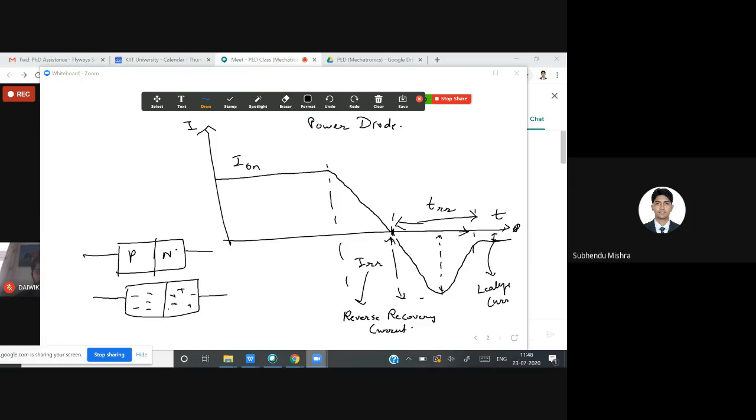That means that when it is conducting, in the on state, the depletion region width is 0, and when it is completely in the off state, the depletion region has a particular width, W. So what it is saying basically is that it takes some time to go from the on state to the off state, and this time is the time needed to develop this depletion region. Is this clear?